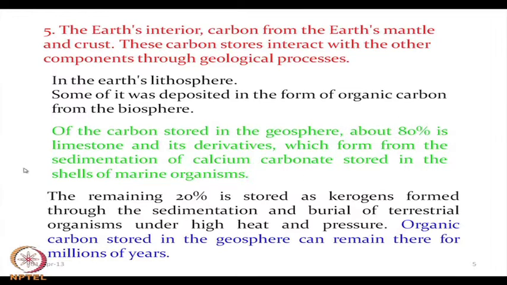So, 80% goes as limestone. So, what about the remaining part? The remaining 20% is stored in kerogens formed through the sedimentation and burial of terrestrial organisms under high heat and pressure conditions. So, under the earth, the geological condition is pretty unique, where we get some chemical transformations that we cannot get at atmospheric pressure and room temperature, or a little higher than room temperature. It is a very high heat condition and the pressure is also very high.